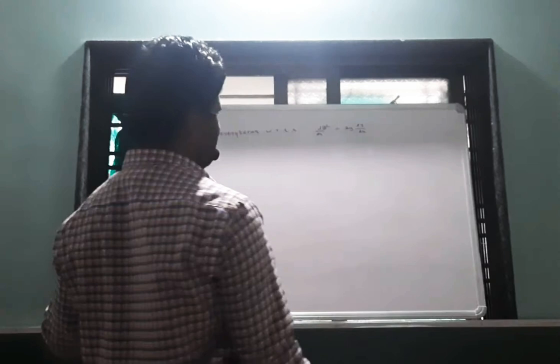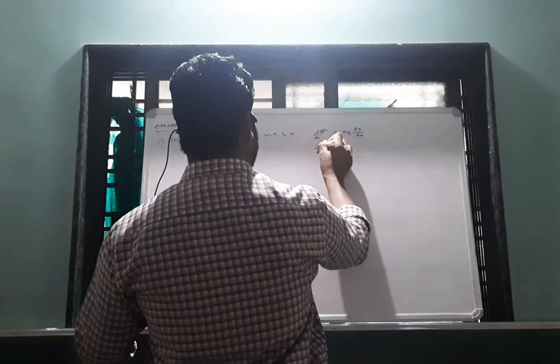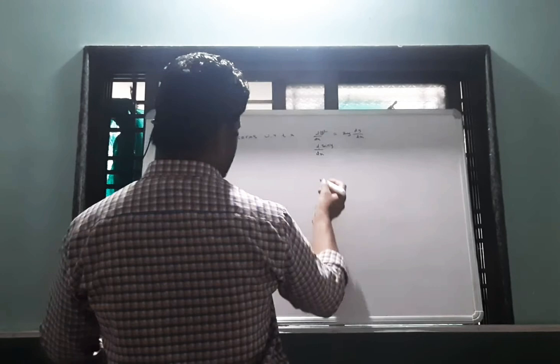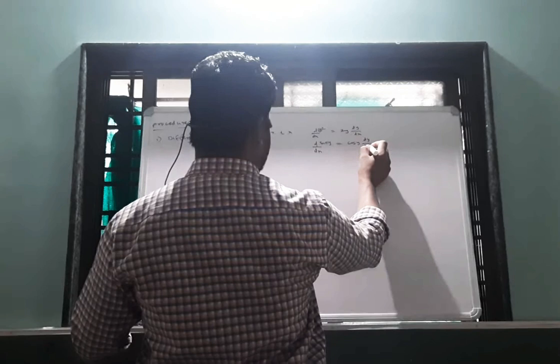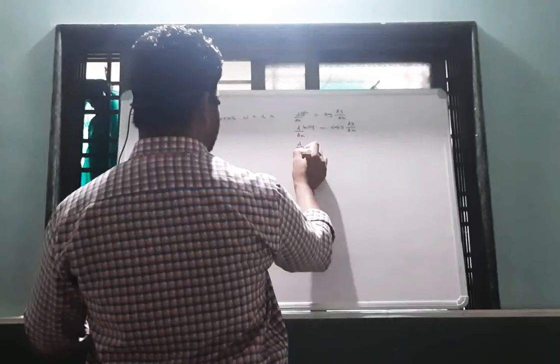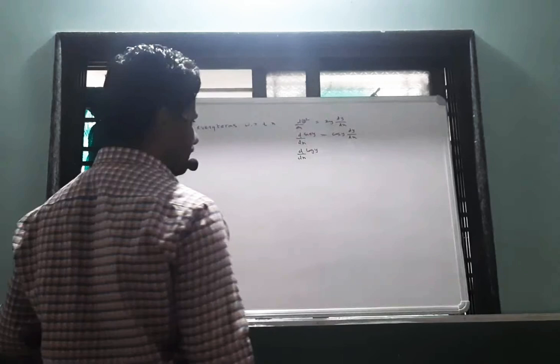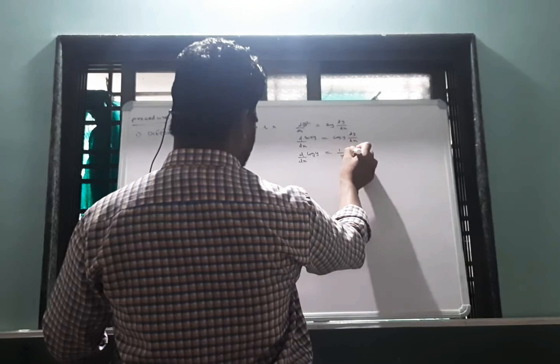Similarly, if you want to find the derivative of sin y with respect to x, first find the derivative of sine. The derivative of sine is the cos function, cos y. Then we have to multiply by the derivative of y with respect to x, dy by dx. Similarly, the derivative of log y with respect to x: the derivative of log is 1 by y, then multiply by the derivative of y with respect to x, dy by dx.